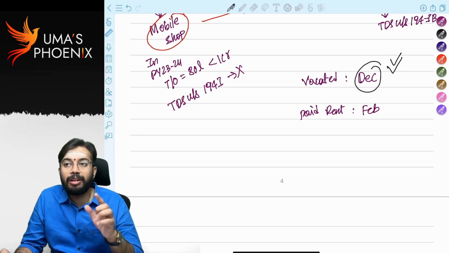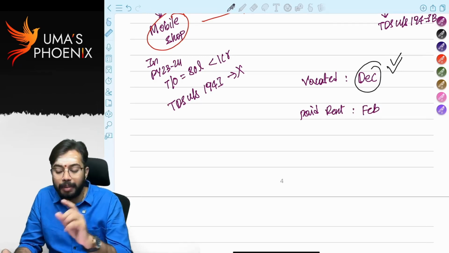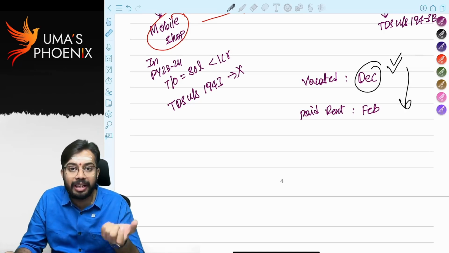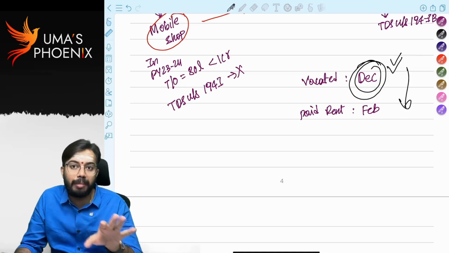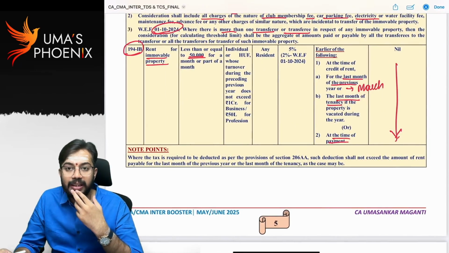So the last month of the previous year, or the last month of the tenancy, or the date of payment, out of these two, whichever is earlier. Okay, it's not lower, whichever is earlier. Earlier is December month end. So by December month end, TDS is required to be deducted. Is it clear?